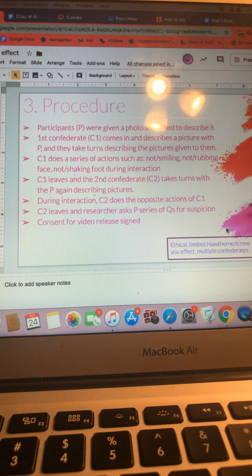And this procedure is pretty solid. It's ethical, and there's also limited Hawthorne and screw you effect, mainly by the deception in the beginning about the reason why they were doing the experiment, and there were also multiple confederates to compare and contrast the mannerisms.